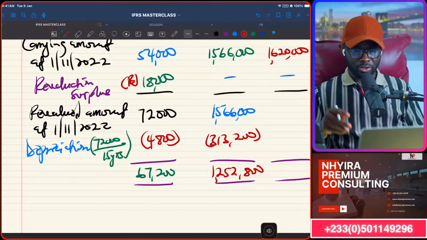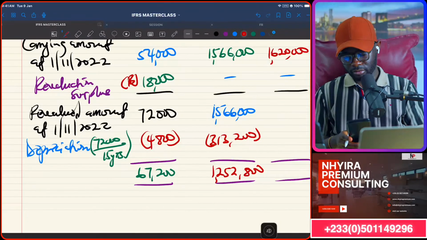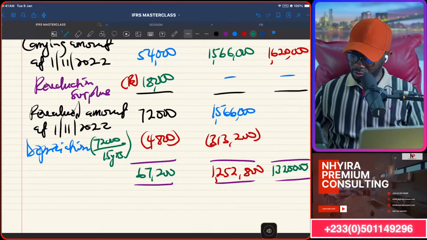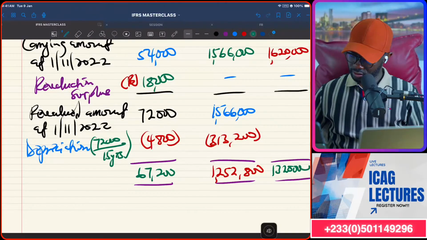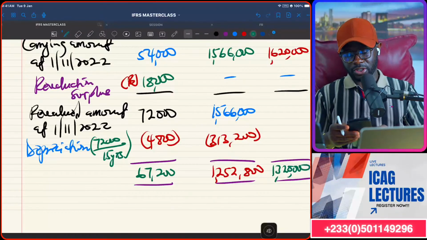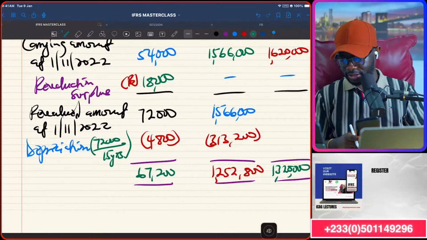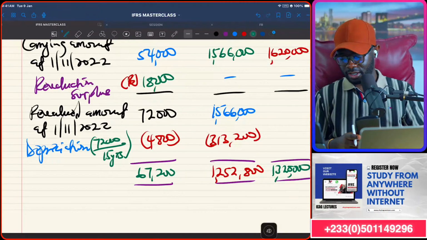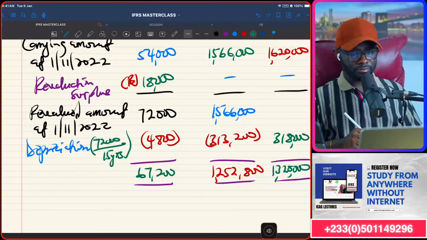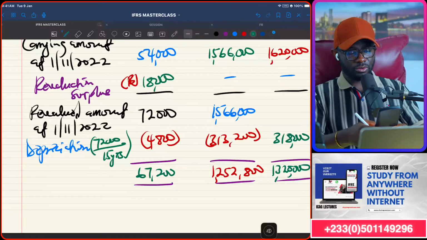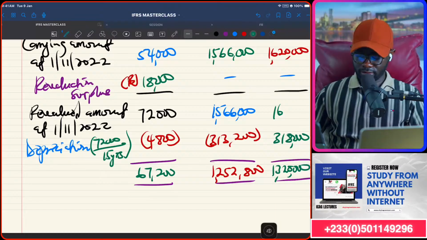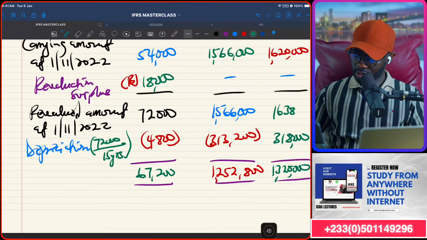So we add it up because we need a total depreciation. 1,320,123. All right, that is going to go there in the statement of financial position. The total depreciation: 4,800 plus 313,200. And that's 318,000 for us. Then the total there, 72,000 plus 1,566,123. That's 1,638,000.